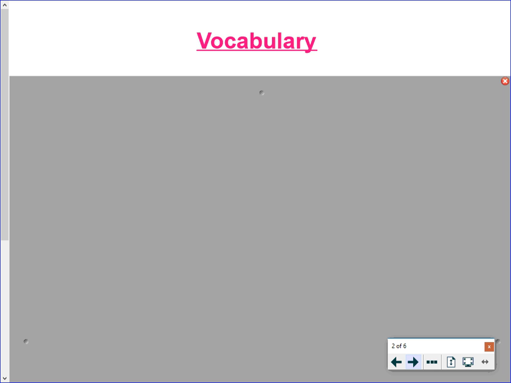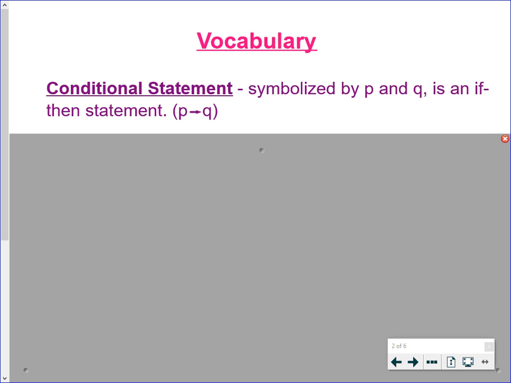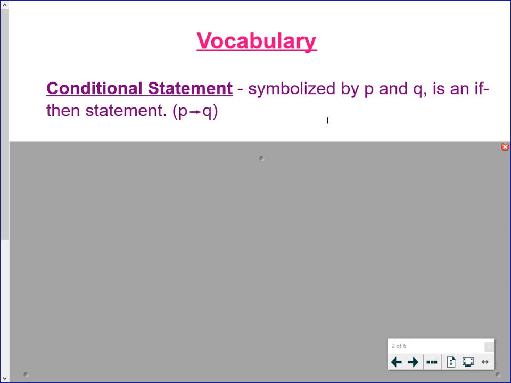Our first one is a conditional statement. A conditional statement is symbolized by P and Q, so we typically use P and Q with this, and it is an if-then statement. So if something, then something else. And we denote that as P and then an arrow pointing at Q. So if P, then Q is how we read that. So a conditional statement is an if-then statement. If this condition, then this condition.